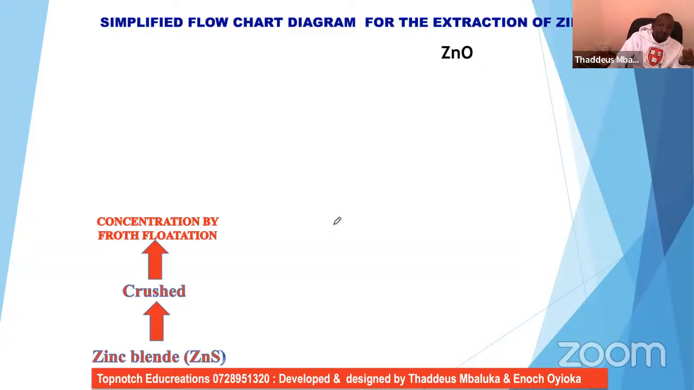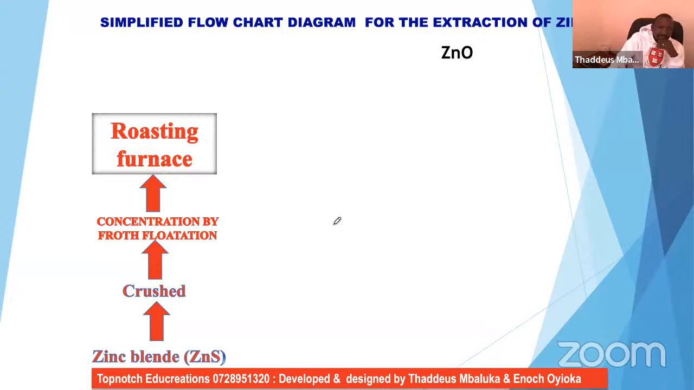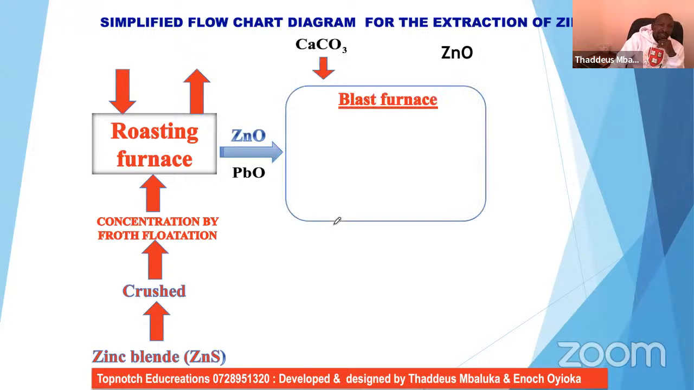What are the raw materials for the froth flotation? You require water and oil, and compressed air. Good. Then you go to the roasting furnace. The roasting furnace will require oxygen. Then you can be able to see from that point.